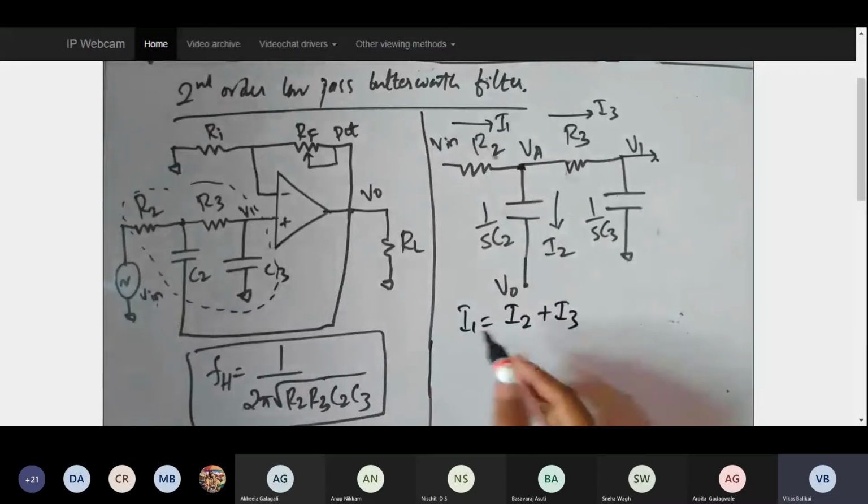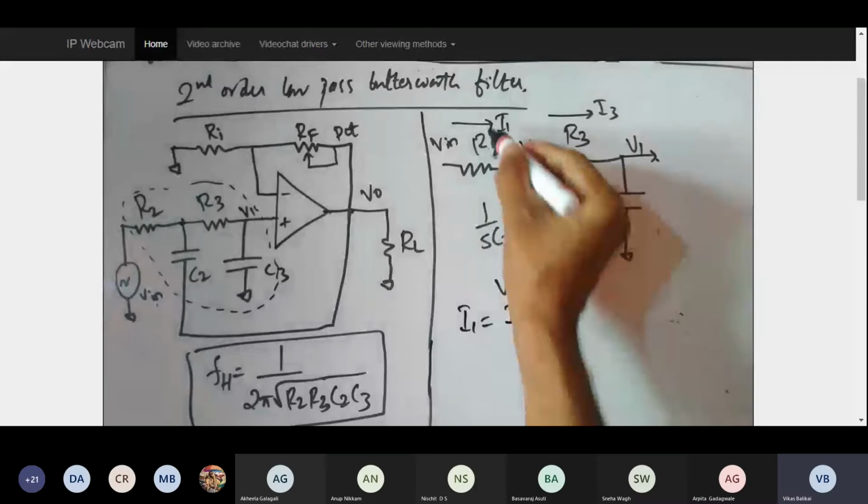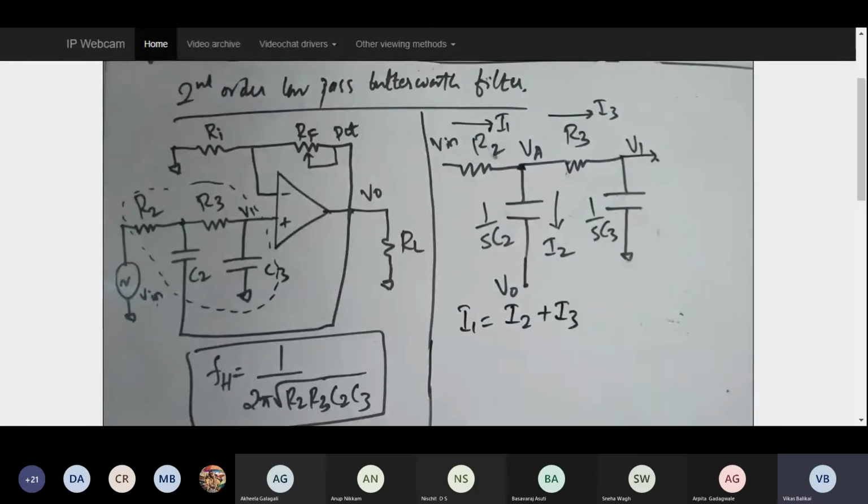So let's try to express I1 in terms of voltages. I1 is here. So how do I express the current? I am going to apply Ohm's law. What is Ohm's law? It states the voltage at the start of the current, the voltage at the end, and in between, the component through which the current is flowing. So that's my Ohm's law.